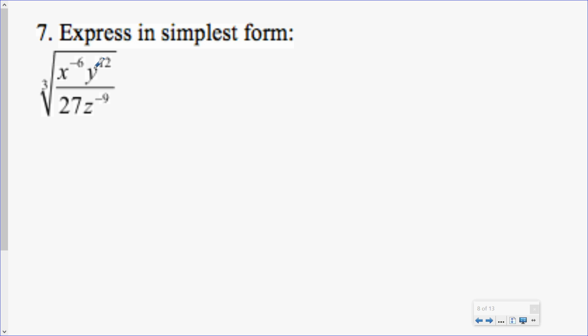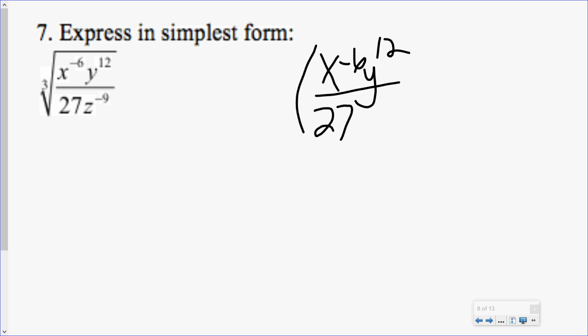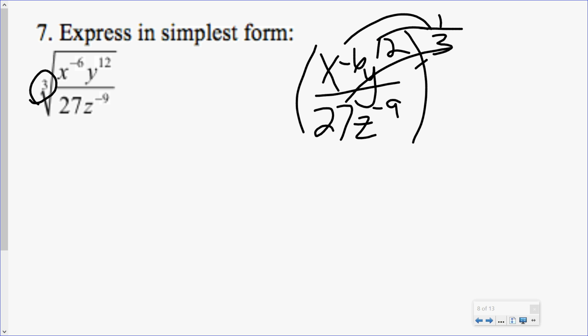Radicals are fractional exponents. I see a radical, so I'm going to rewrite it as a fractional exponent. There is no power, so it's 1, and the root is 3. Get rid of parentheses. Everything inside gets it, and whenever I raise a power to a power, I multiply powers. So negative 6 times 1/3 is negative 2. 12 times 1/3 is 4.